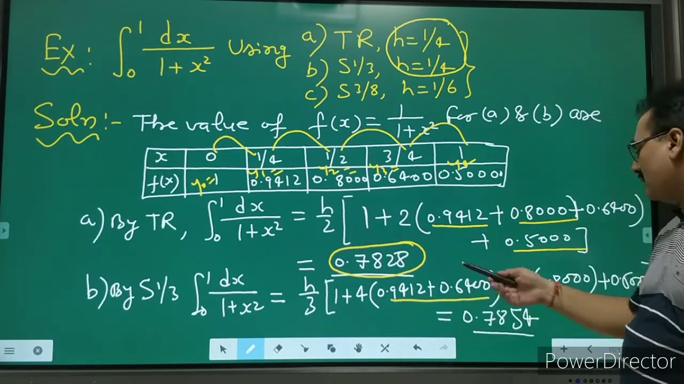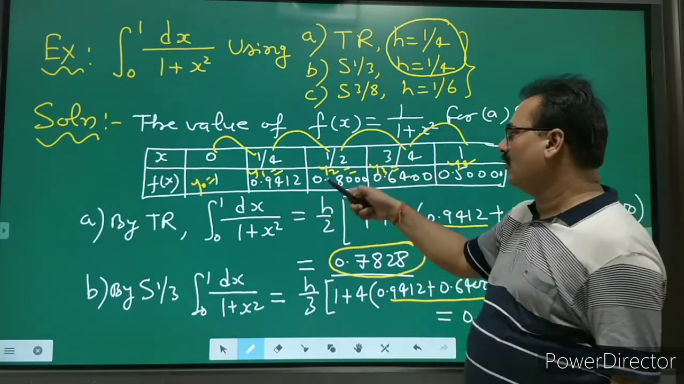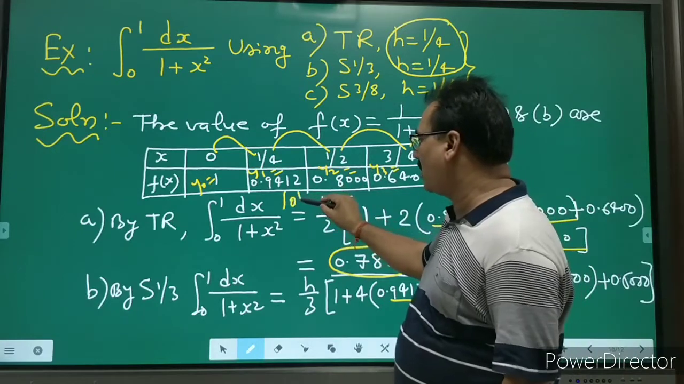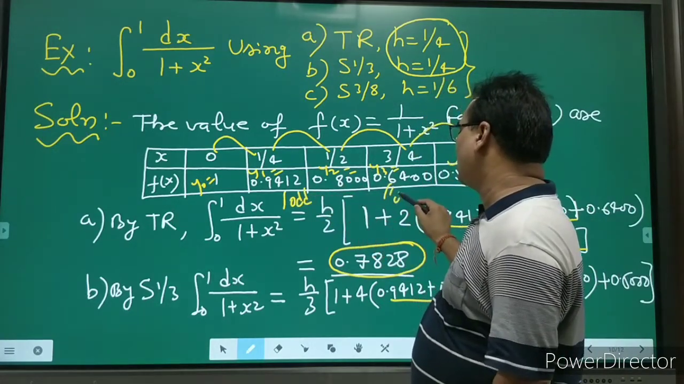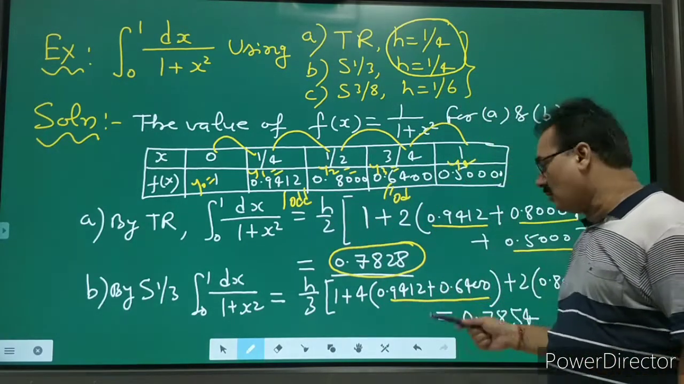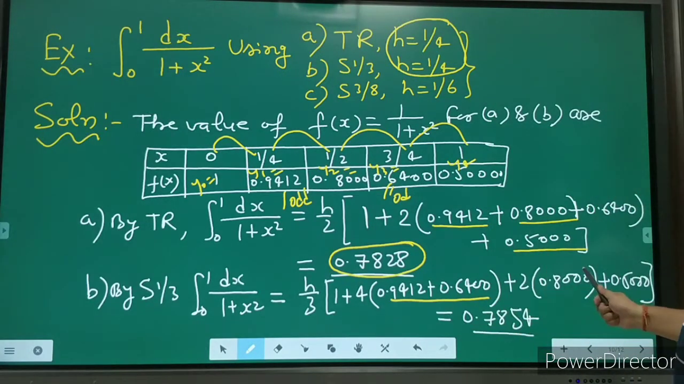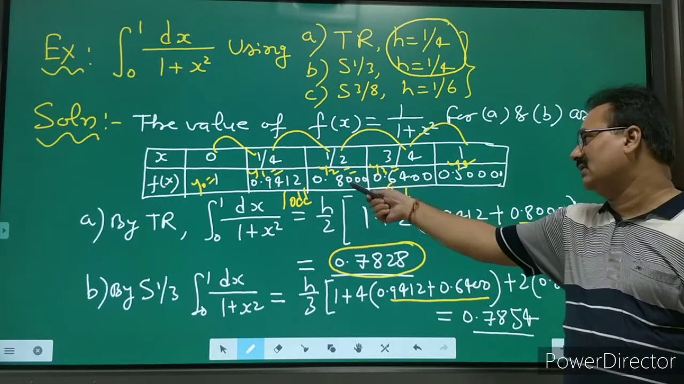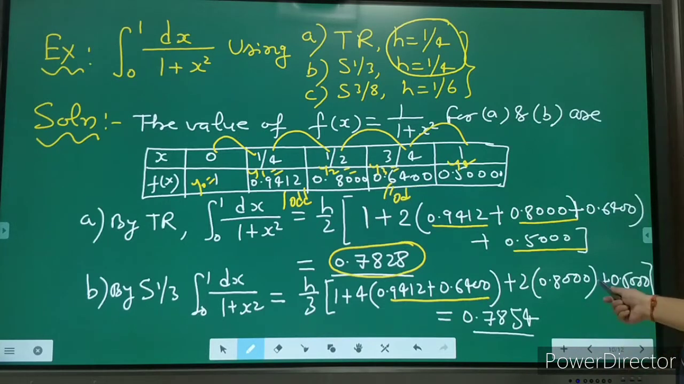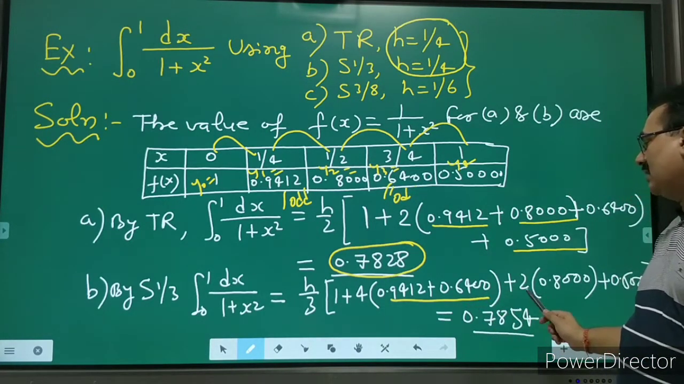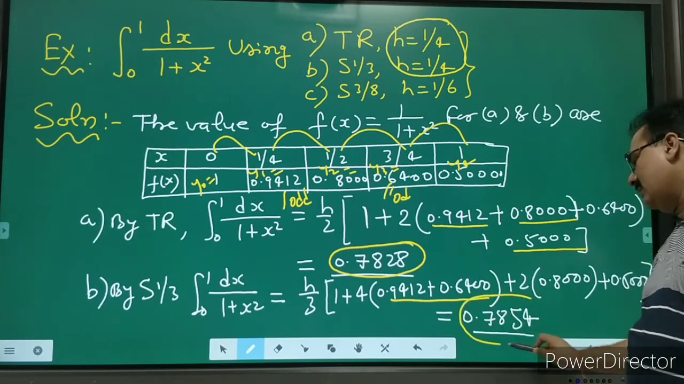The odd ordinates are only 2 odd ordinates. One is y1, this is an odd ordinate, and y3, this is also an odd ordinate. Okay, so y1 plus y3, plus 2 times the even ordinate. Even means this 0.8000. And the last ordinate means 0.5000. So again here you will get the value 0.7854.